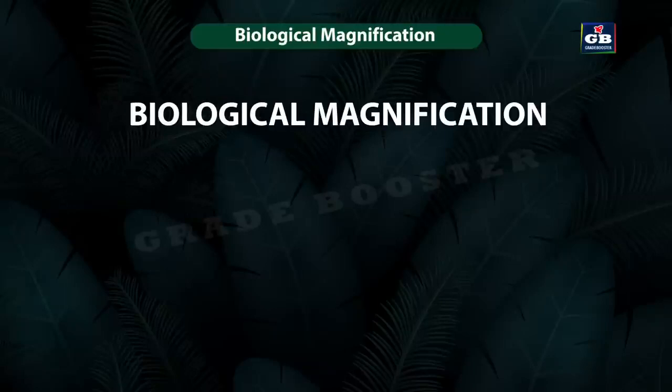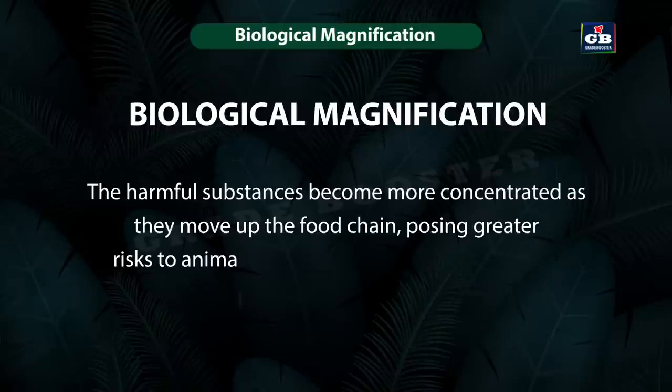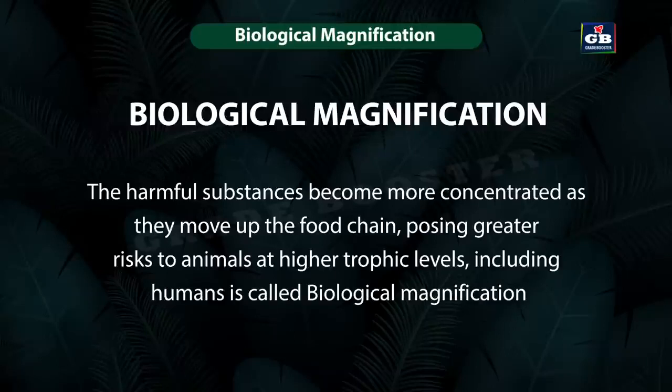Let's see the definition of biological magnification. When harmful substances become more concentrated as they move up in the food chains, posing greater risk to animals at higher trophic levels, including humans, this is called biological magnification.